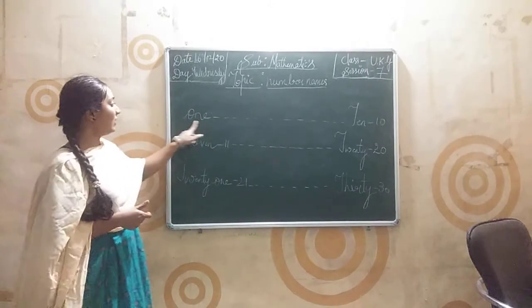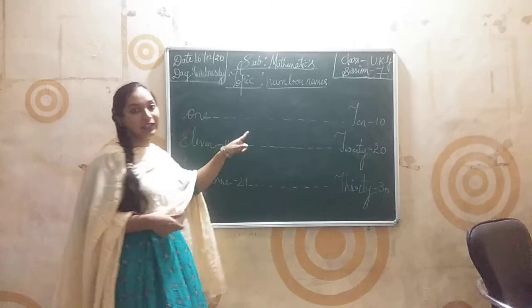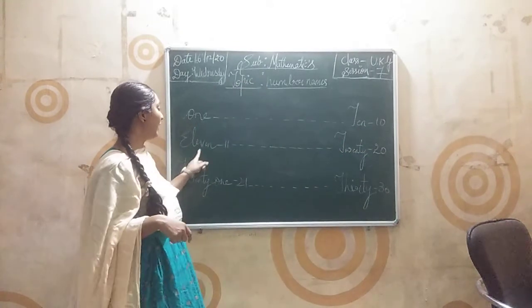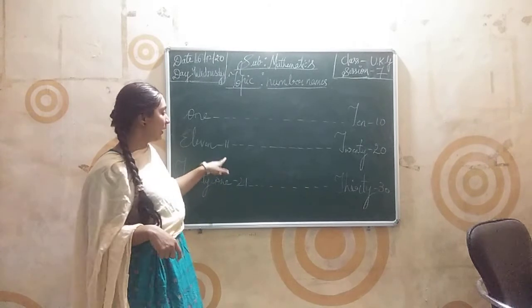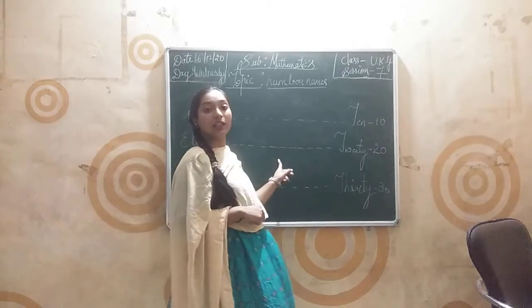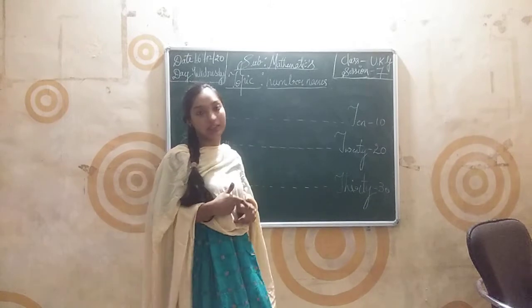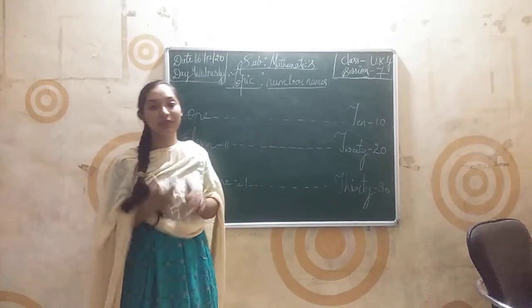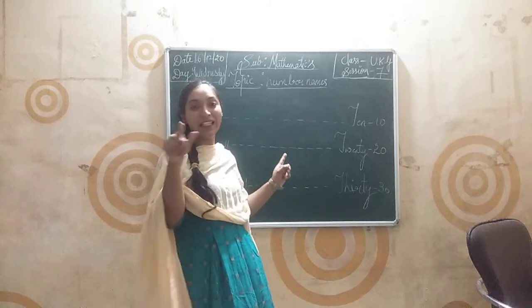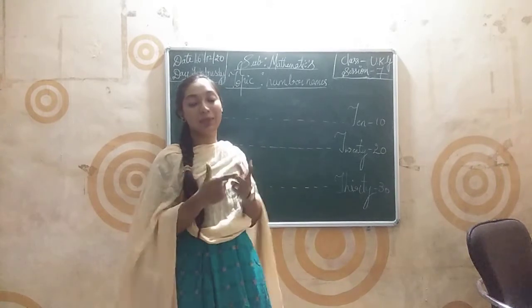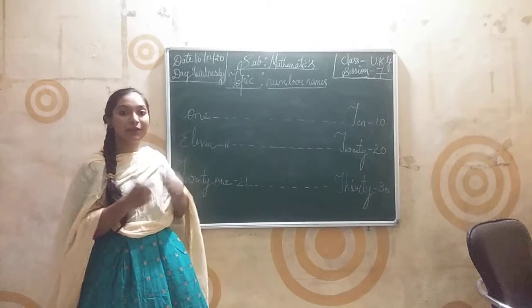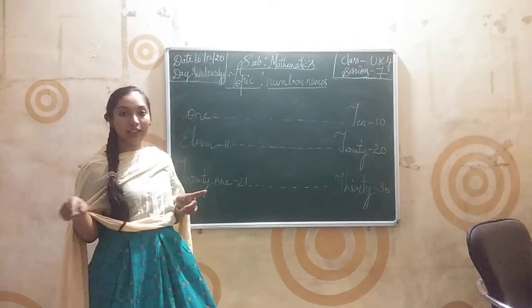Here ONE, TWO, THREE. You know perfectly up to 10, children? Next is 11, ELEVEN. After 11, 12, TWELVE. After 12, 13, THIRTEEN. After 13, 14. The spelling of 4 is FOUR, so if you add TEEN, it becomes 14. The spelling of 15 changes: FIVE, then add TEEN, it becomes 15. After 19, if you add TEEN, it becomes 19.